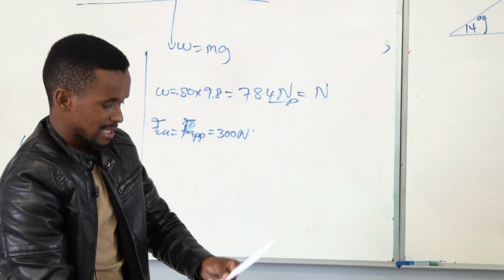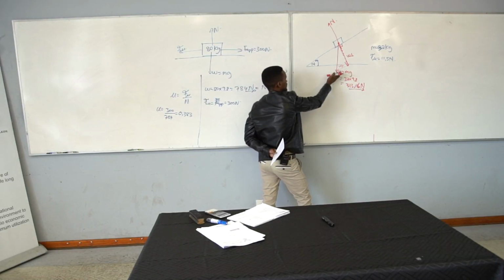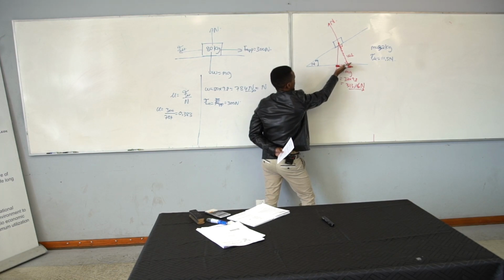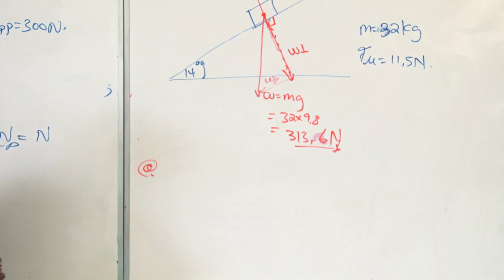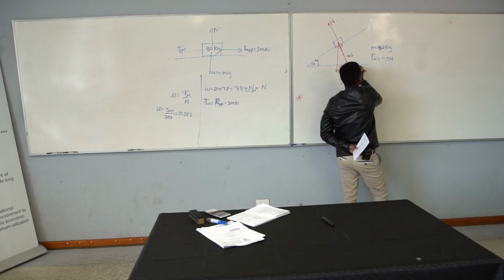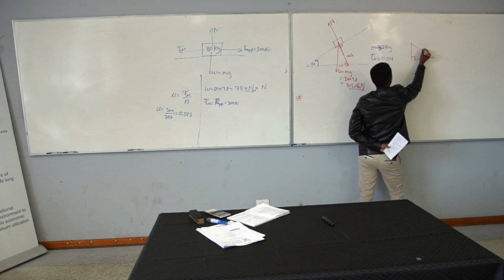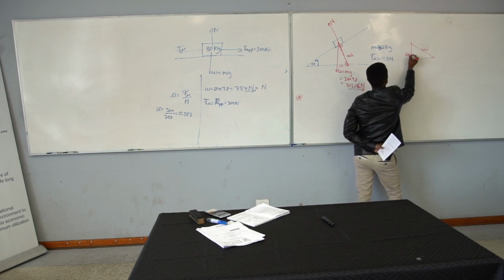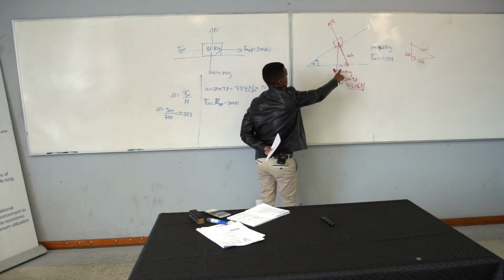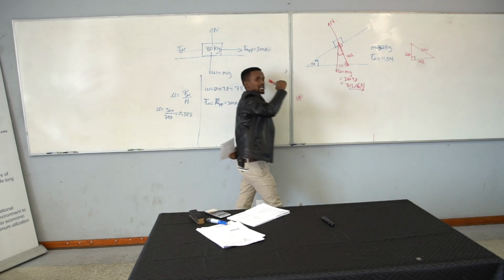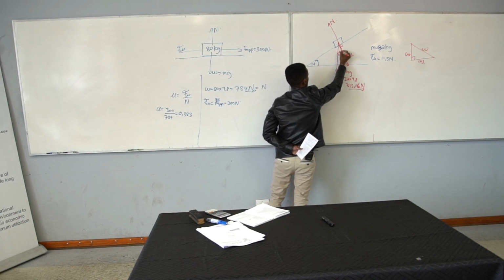A, we are asked to calculate the parallel weight component. This is the component that is parallel to the incline. So A, we're looking for this component. If you can check now, we have a right angle triangle like this, where our hypotenuse is the weight, our opposite is the parallel, and then our adjacent is the weight perpendicular. So this angle, remember, is the angle of repose, the one that we calculated earlier, which is the same as the angle of the incline, 14 degrees.